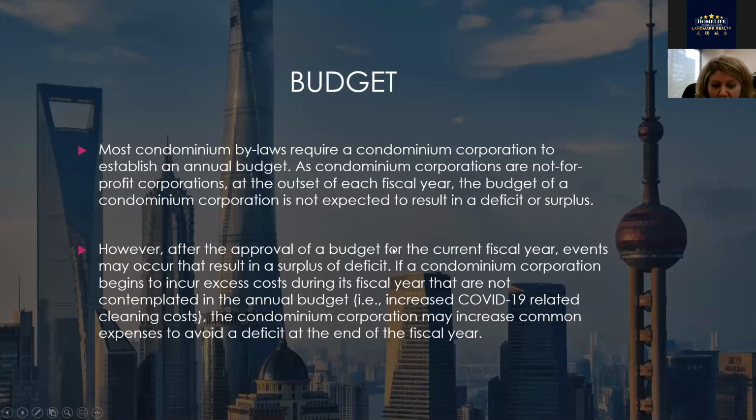Then, after the approval of the budget for the current fiscal year, there can be events that turn a surplus into a deficit. So, if a condominium corporation begins to incur excess costs during the fiscal year, the condominium corporation may increase common expenses, as we have been seeing right now.